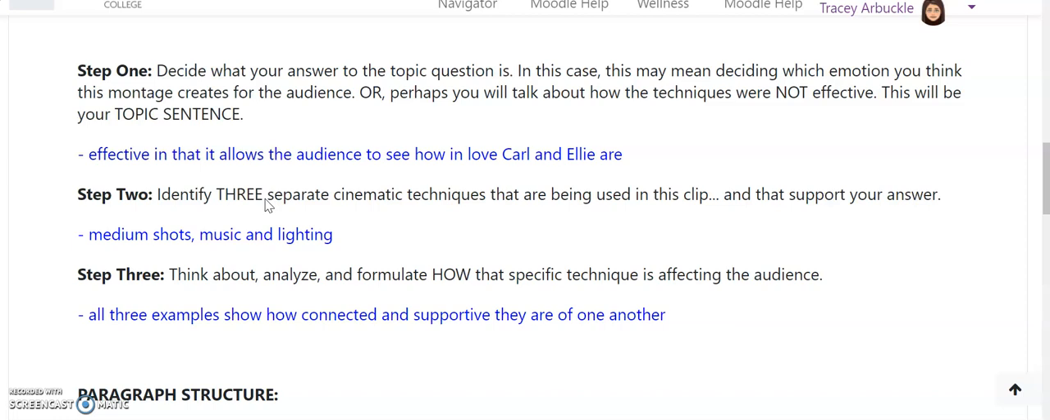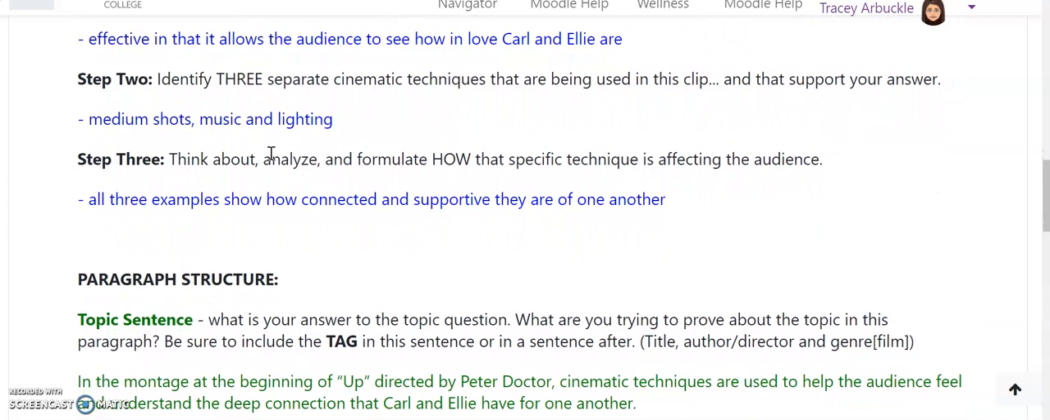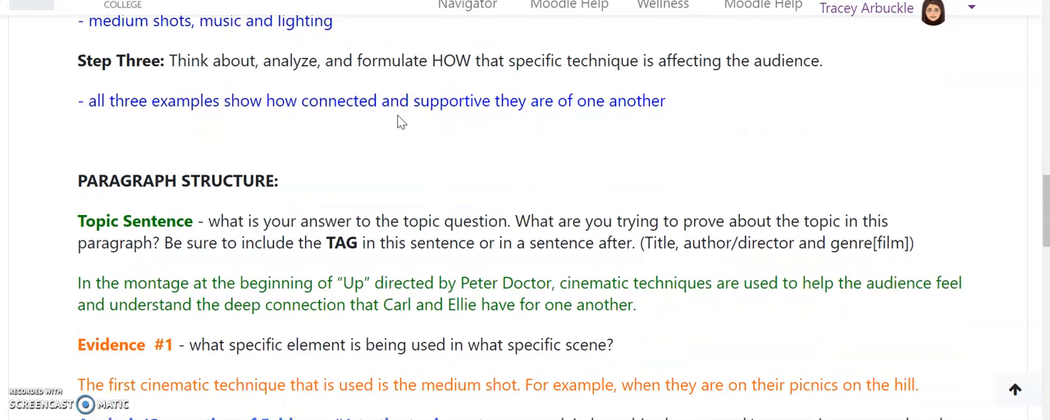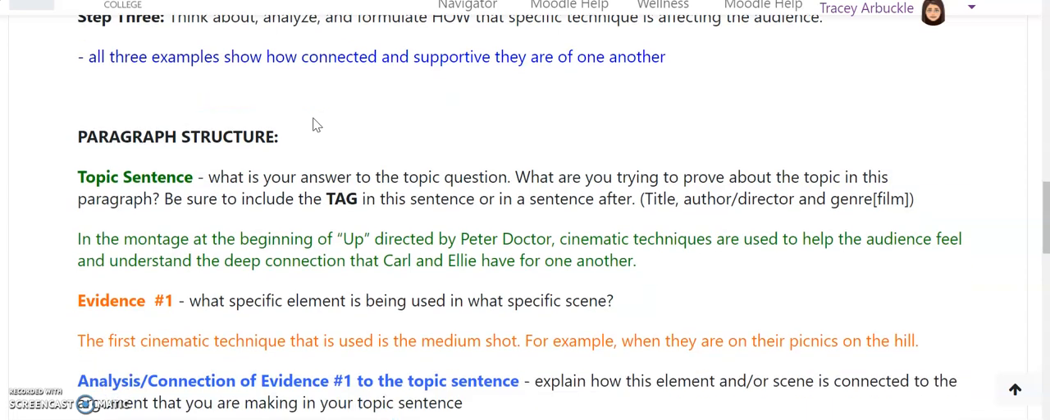For this example, for Up, we're going to talk about how cinematic techniques are effective and that they allow the audience to see how in love Carl and Ellie are. The 3 separate cinematic techniques that are being used in this clip that I'm going to be talking about are medium shots, music, and lighting. And then you want to think about how you are going to talk about how those elements are affecting the audience. I might talk about how all 3 examples show how connected and supportive these 2 are of one another and how that really connects with the audience.